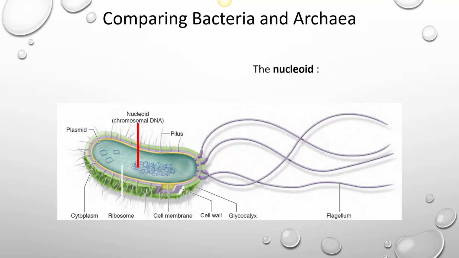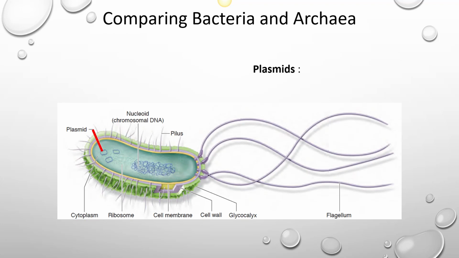So talking about some of the major parts of a prokaryotic cell. First of all, the nucleoid. The nucleoid is the region that contains the DNA. Instead of having a nucleus, they just have a pile of DNA in the corner of their cell. And that region where the DNA happens to be is called the nucleoid.